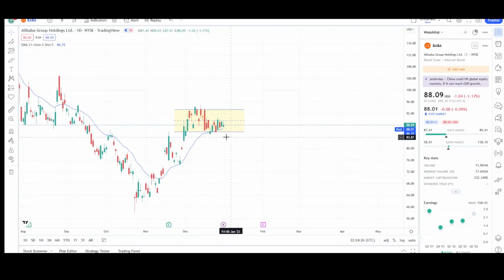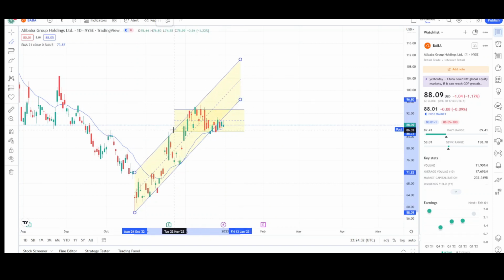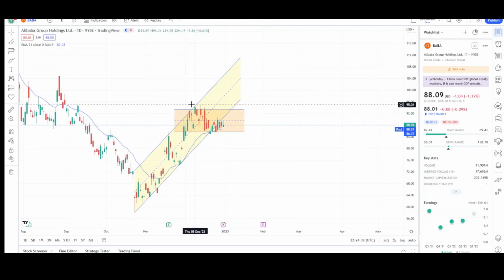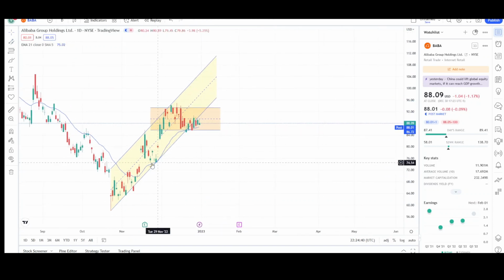So there's a good chance we see a breakout maybe next week and the coming weeks to the downside. But I don't think it's over for BABA. Let me go and make this channel. So we have a yellow channel working higher, and we have an orange range. So there's basically patterns coinciding with patterns.